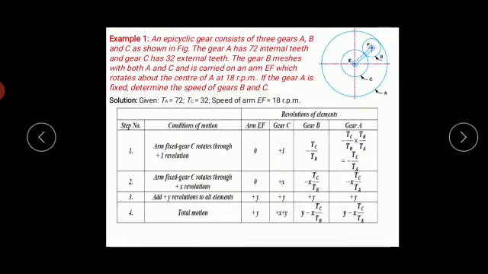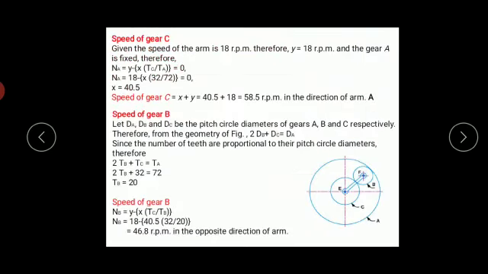So the speed of gear B is y minus x TC by TB. Y is 18, x is 40.5, that we have already determined here. TC is 32 and TB is 20, which we have just now determined. So NB turns out to be 46.8 RPM, and this is in the direction opposite to that of the arm.